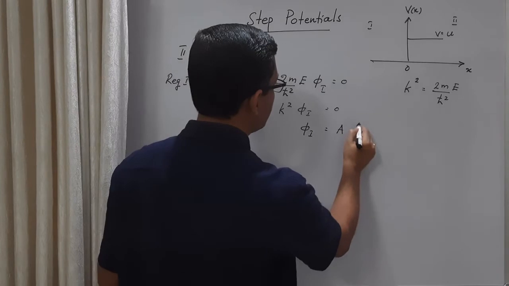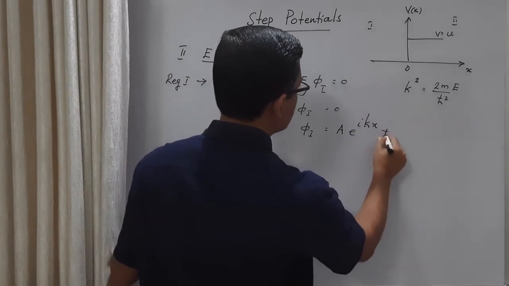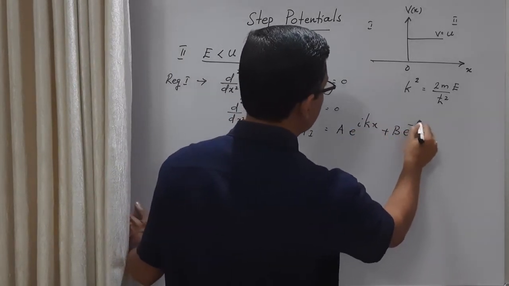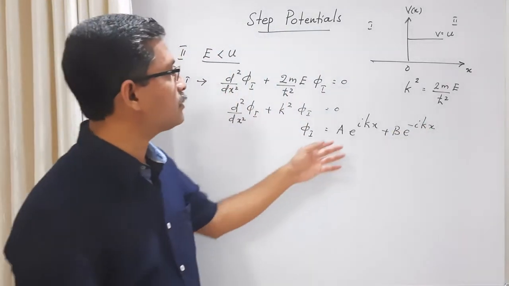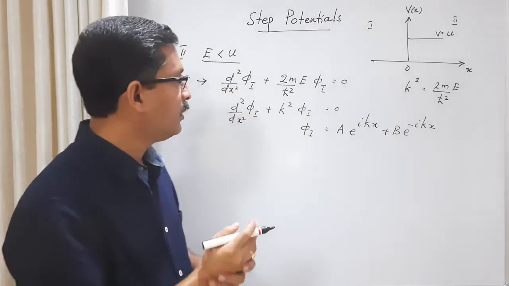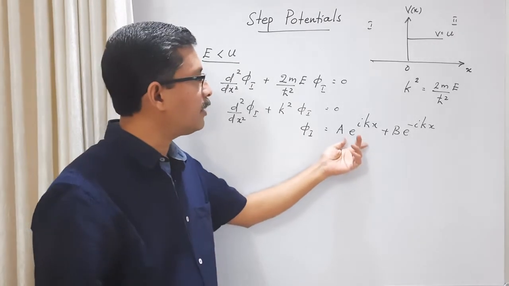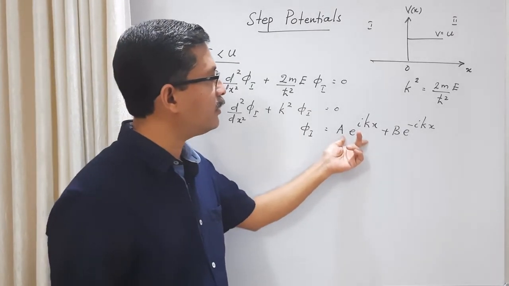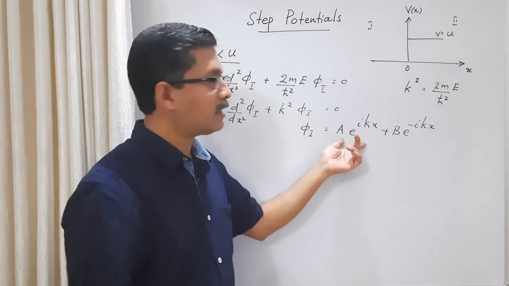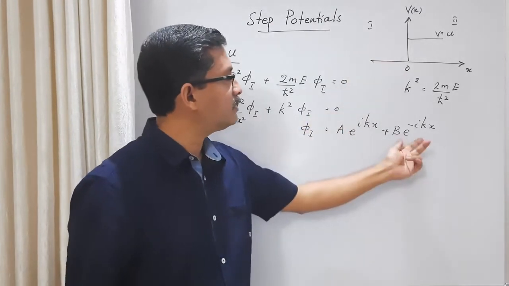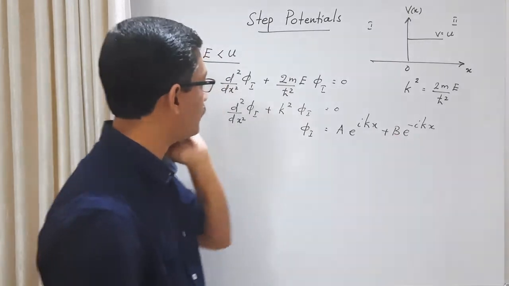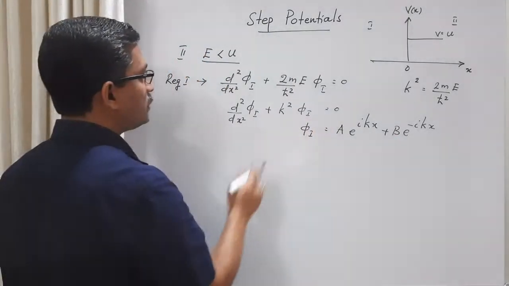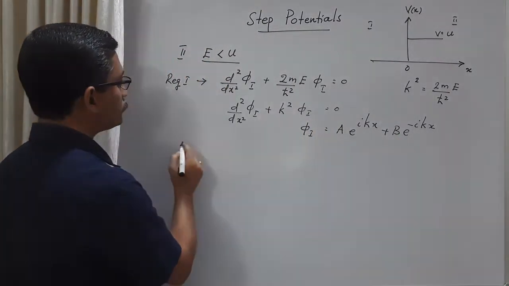So we have A e raised to i kx plus B e raised to minus i kx. It's the same as in the previous case, only difference is that instead of k1 I have used only k. So we know that when you add the time dependent part, this represents the incident wave traveling in the plus x direction in region 1, and this represents the reflected wave traveling in the minus x direction in region 1. That's about region 1.